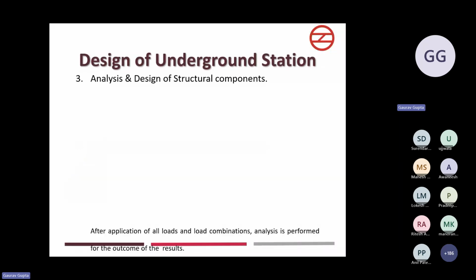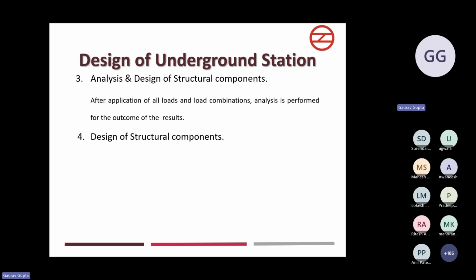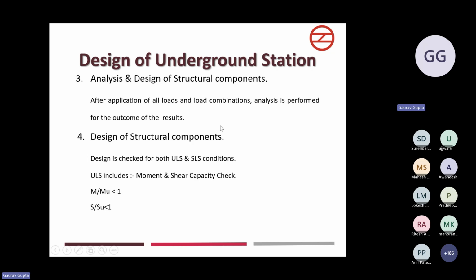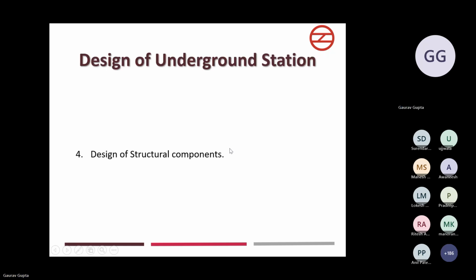After the application of all the loads, we get the bending moment values, shear force values, everything. Then we simply perform the analysis and design of the structural components. Design of any structural component has to be checked for both conditions, the ultimate limit state and the serviceability state. ULS includes the moment and shear capacity checks, where our bending moment M by MU ratio shall be less than 1, and the shear force also shall be less than the shear capacity.